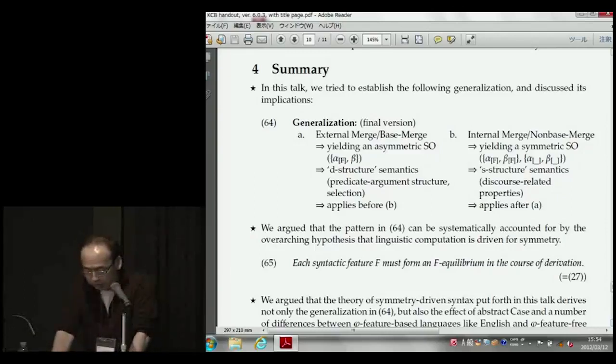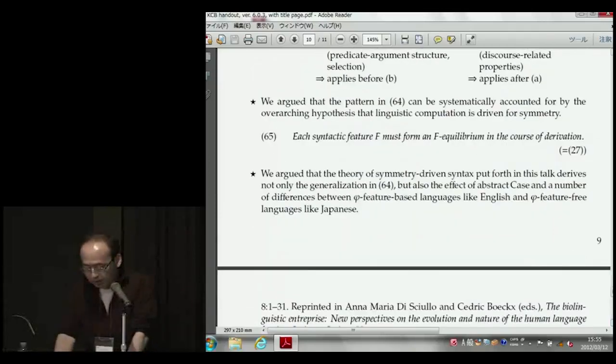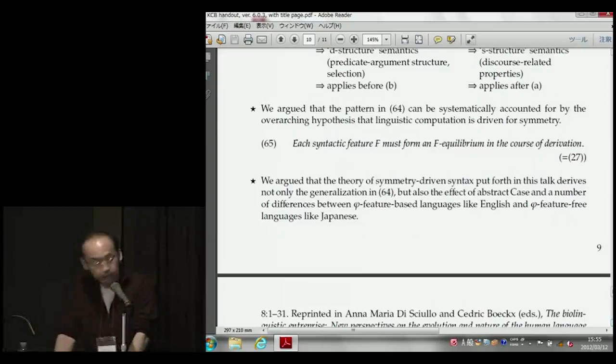Given that the relevant notion of symmetry is defined in terms of syntactic features of lexical items, once a syntactic feature is embedded into an asymmetric structure, it must be displaced to a position where it can form a feature equilibrium. This is requirement 27, reproduced here as 65. Each syntactic feature f must form an f equilibrium in the course of the derivation. Therefore, the first type of merge generates asymmetric structures, whereas the second type of merge applies to maximize structural symmetry. The ordering that the first type of merge precedes the second type of merge is thus derived from the idea that linguistic computation is driven for symmetry.